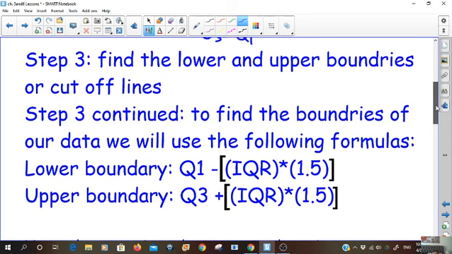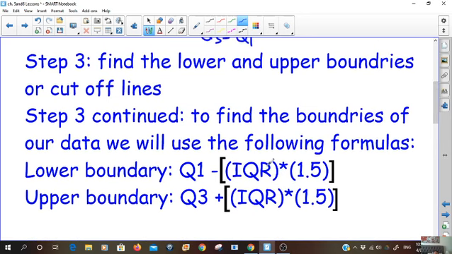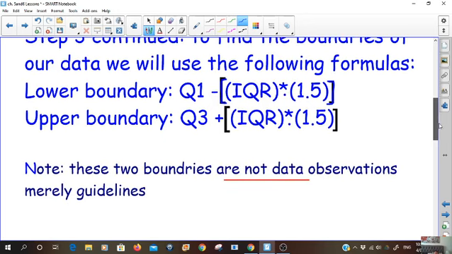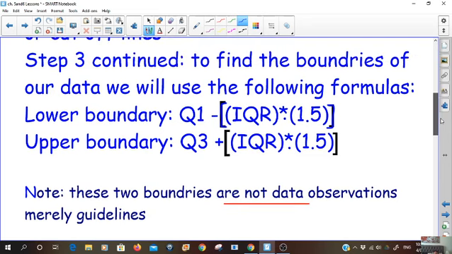Okay, so Q1 minus the IQR times 1.5. Notice how it's in brackets, so that means that you basically want to do this first. And then take Q1 and minus whatever you get for your interquartile range, times, multiply. So times 1.5. Awesome. Note these two boundaries are not data, merely guidelines.